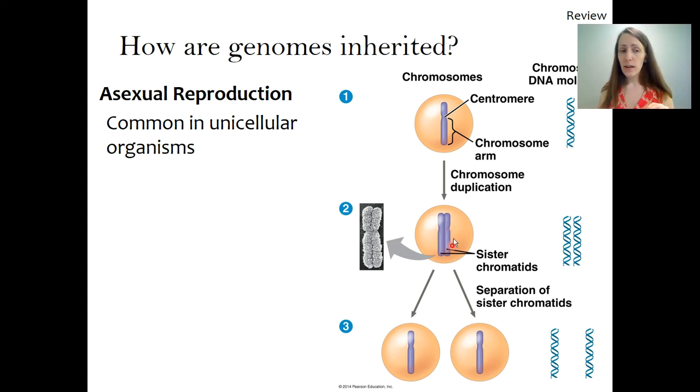That's a little confusing. You can think about it like these sister chromatids are identical, so we don't really have any new information or different information in these cells. These two sister chromatids are exactly the same as one another, so just having two copies doesn't give us anything more than what we had in this cell.